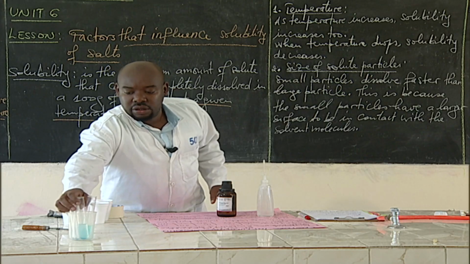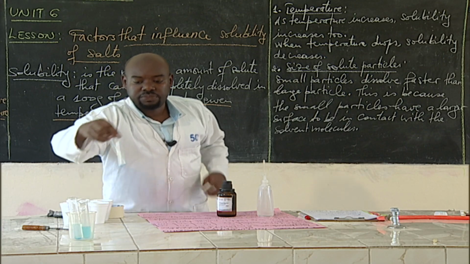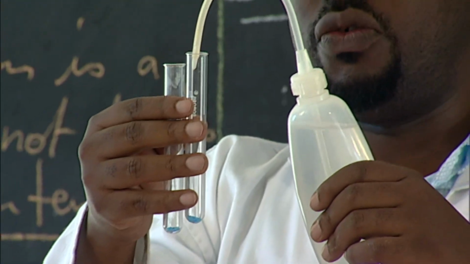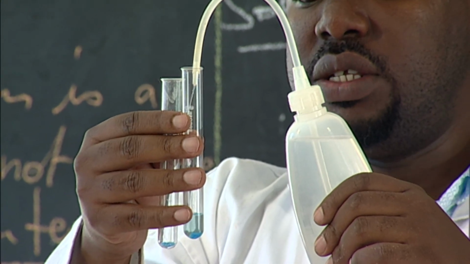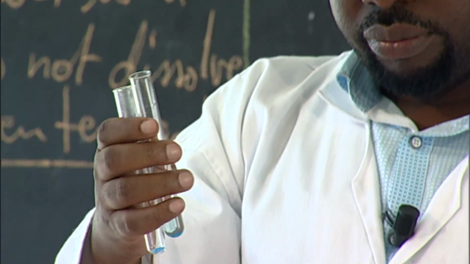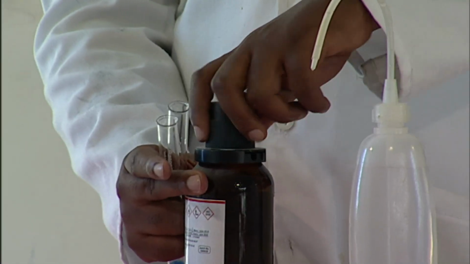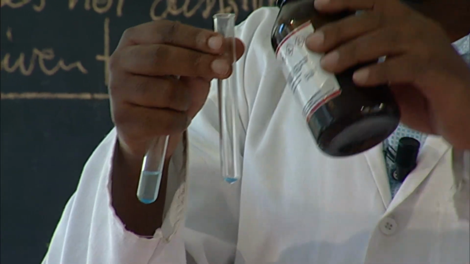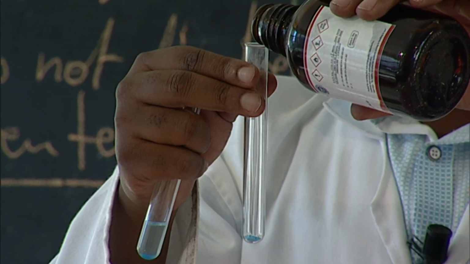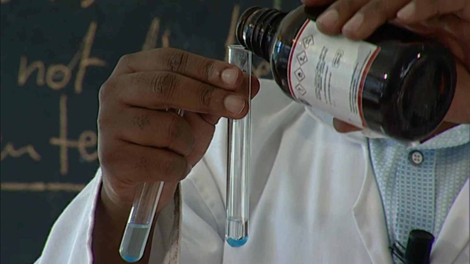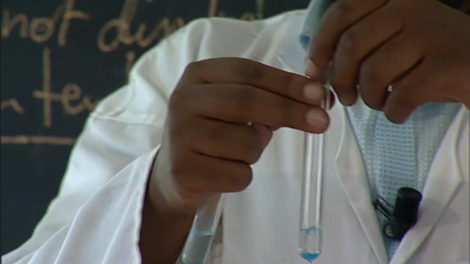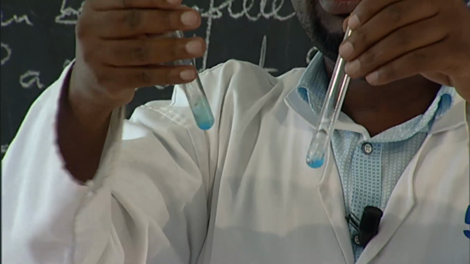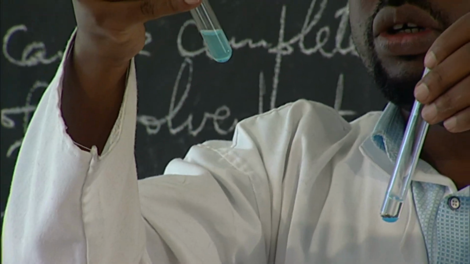What happens? Here we have our solute in the two test tubes, and we have the two solvents. Let us add water and see what happens. And here we have the organic solvent, hexane. We have the two solutions, or the two mixtures. What happens when we mix? Let's have a look.